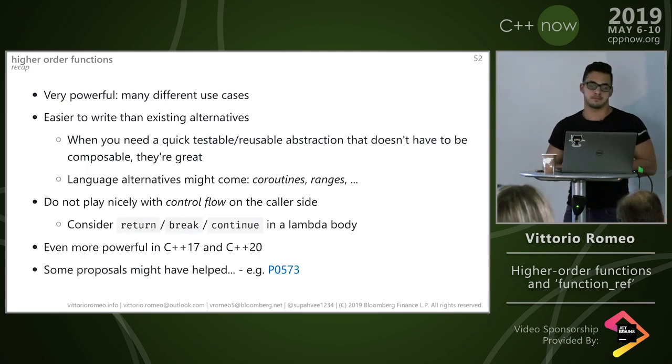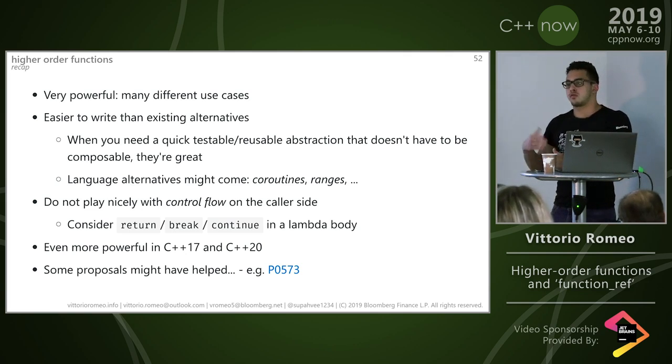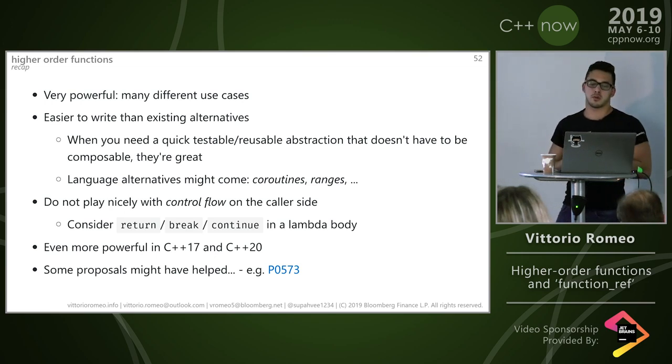So, small recap. Higher order functions are quite powerful. You have many different use cases. And in general, if you're trying to solve a problem and it can be solved with a higher order function or a different alternative, they're easier to write, easier to review, but they are not as composable, not as flexible. So I would say be pragmatic, use some common sense. If you need to provide a very generic abstraction that's flexible, take the time to do it properly.